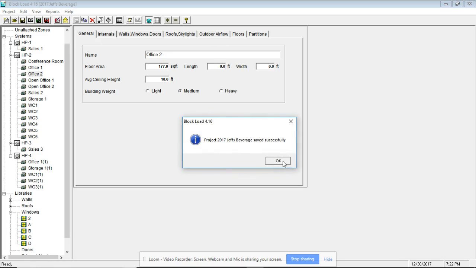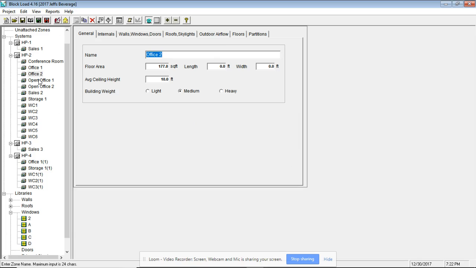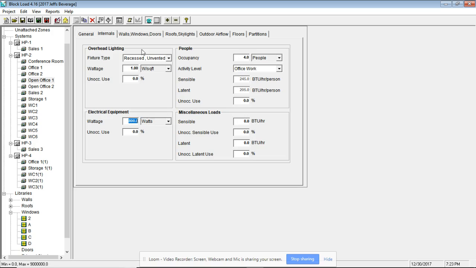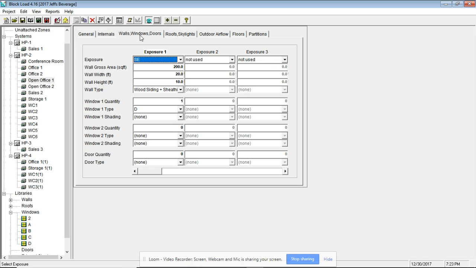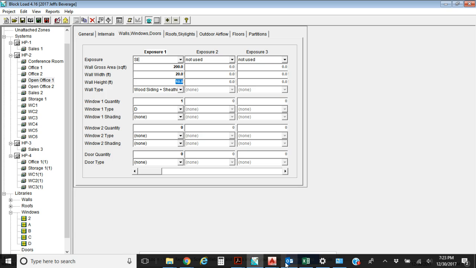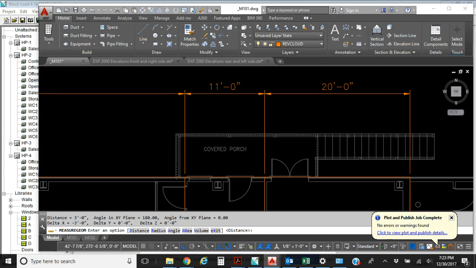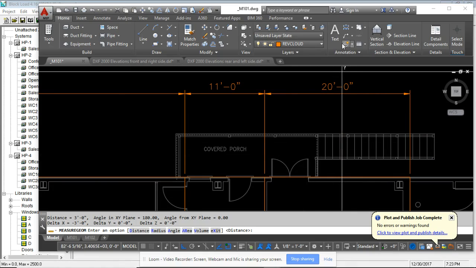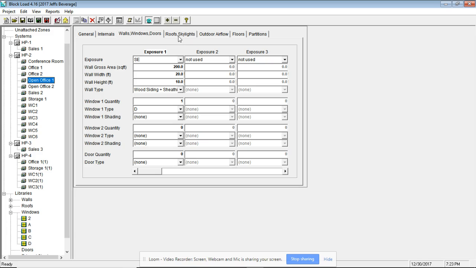Let's save, so all that work we did on office 2, 1, and conference room doesn't disappear. Open office 1, 604 square feet. If you remember, in an office, it's 200 square feet per person. Once you go past the 200, you start adding people. So it should be 4 people. Internals 4. If there's 4 people, there's 4 computers. Let's say everybody gets an office. There's one elevation, one exposure, one exterior wall. The height of it is 10. The length of it is 20, and it has no windows. So we're good there.